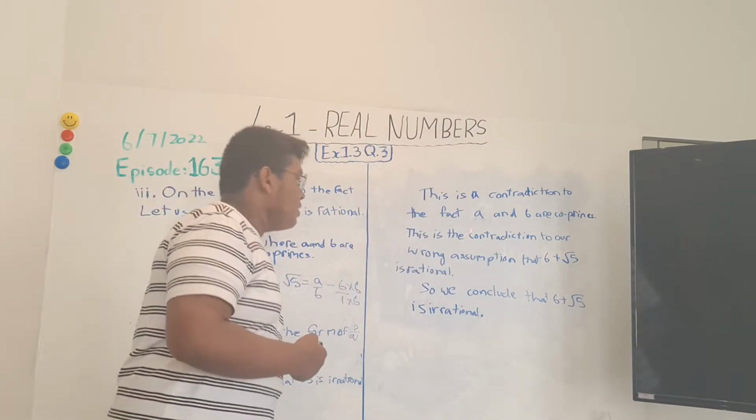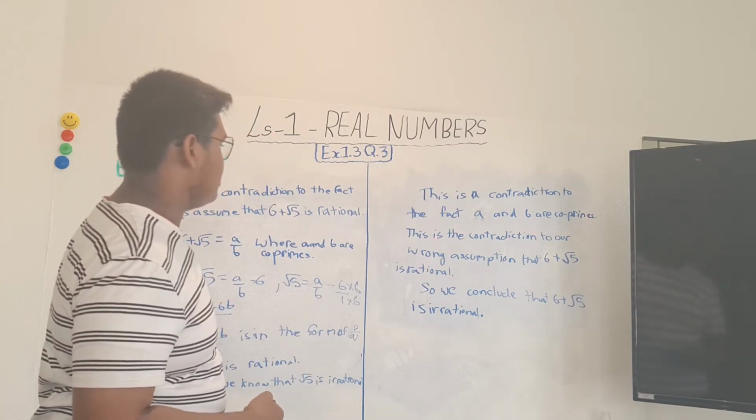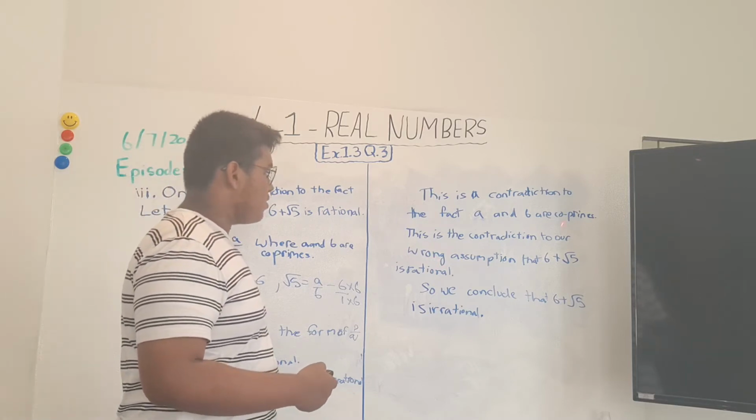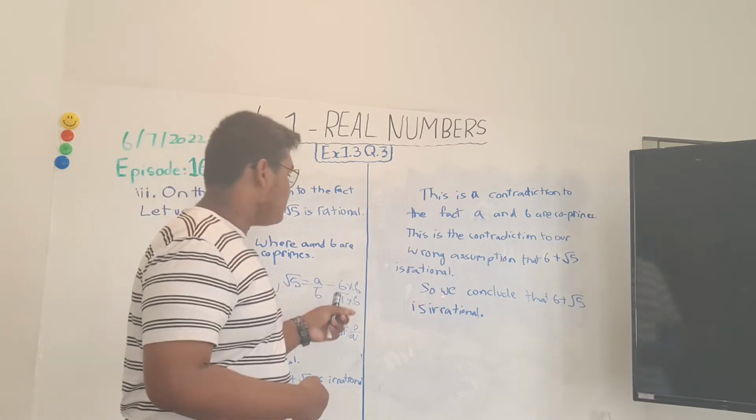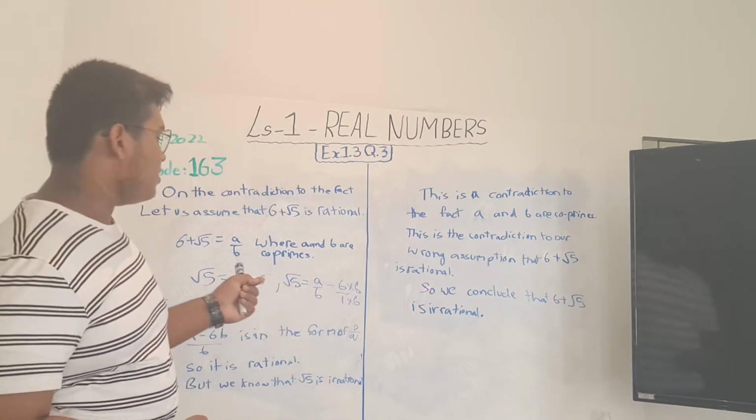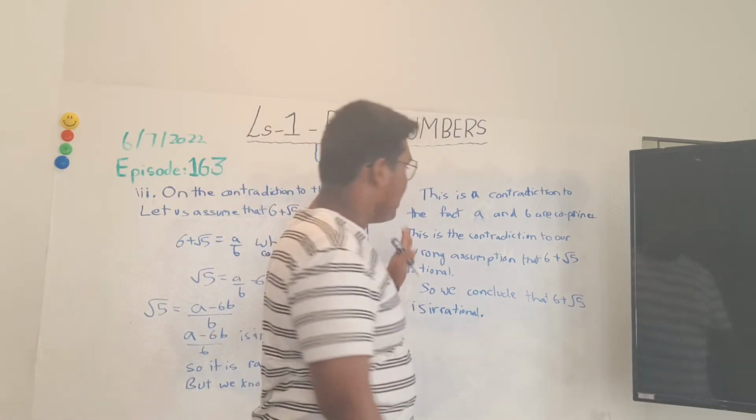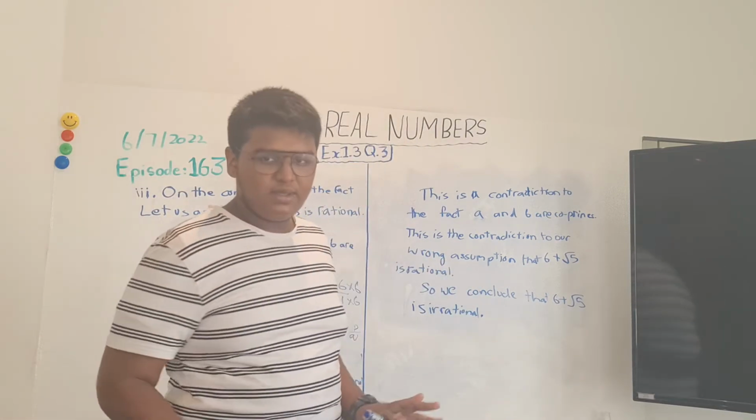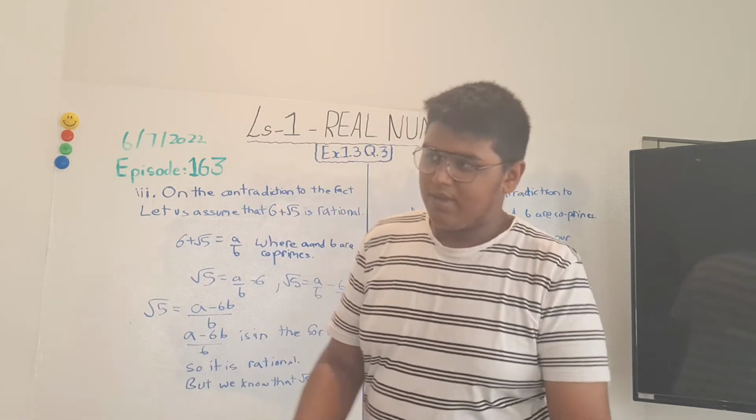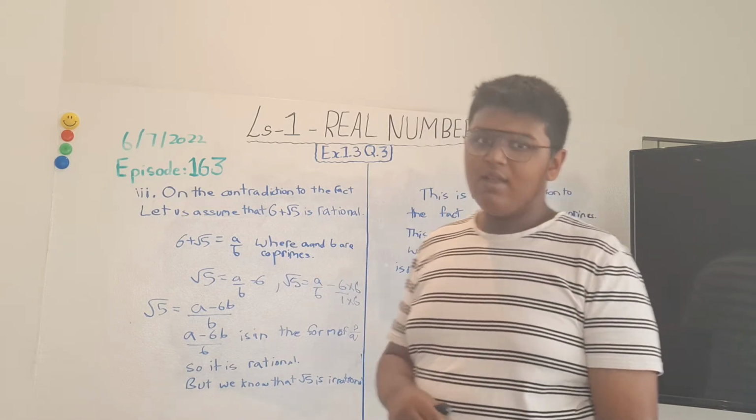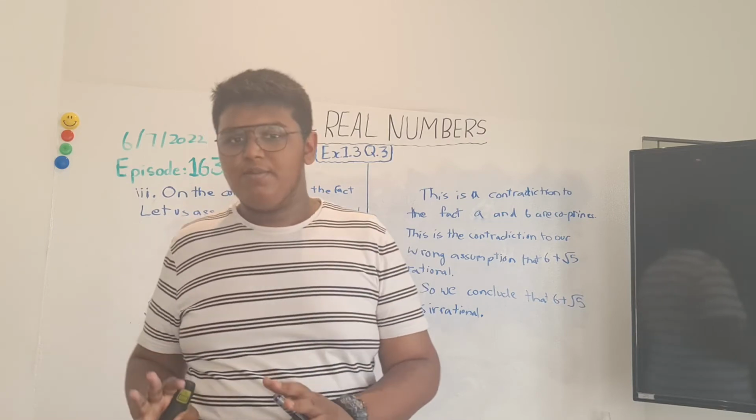This is a contradiction to the fact that a and b are co-primes. This is a contradiction to our wrong assumption that 6 plus root 5 is rational. So we conclude that 6 plus root 5 is irrational. First of all, it cannot be equal to root 5 because they are rational, and root 5 is irrational, so it cannot be written in p by q form.